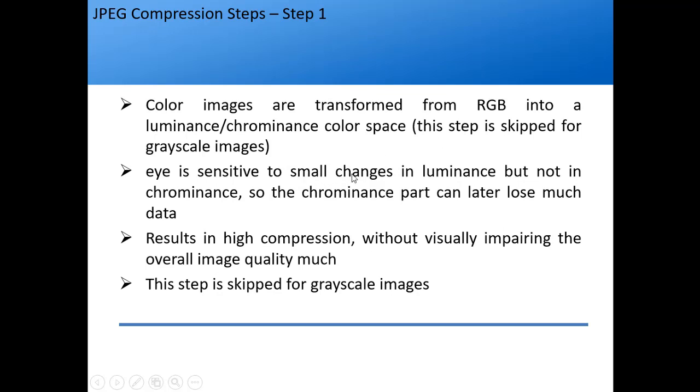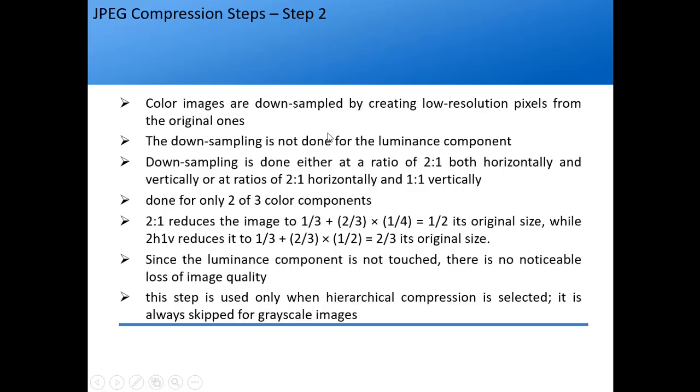Because the eye is very sensitive to even small changes in luminance. That is the reason we don't touch the luminance component. Then downsampling is done either at a ratio of 2:1 both horizontally and vertically. Now again, if we have 8 by 8 blocks, we have a horizontal way and a vertical way, so for both changes we use a 2:1 ratio. Otherwise we use a 2:1 ratio horizontally and 1:1 vertically.